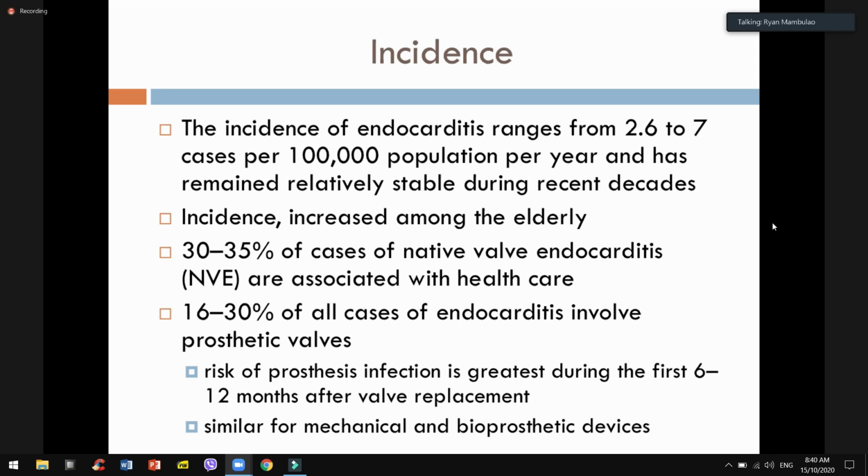Okay? Meron tayong tinatawag na native valve versus prosthetic valve. Pag sinabi natin native valve, the valve involved is yung native. So, yung mitral valve, tricuspid valve, pulmonic valve, aortic valve na hindi pa nilalagyan ng mechanical. So, meron naman tayong tinatawag na prosthetic valve. It can either be a bioprosthetic valve or mechanical valve. So, if that prosthetic valve is involved, we call it prosthetic valve endocarditis. Okay?